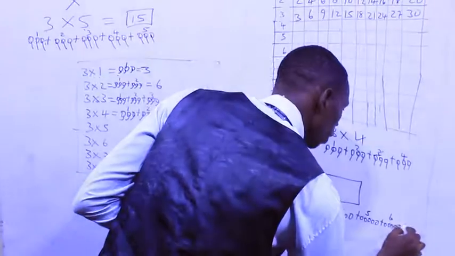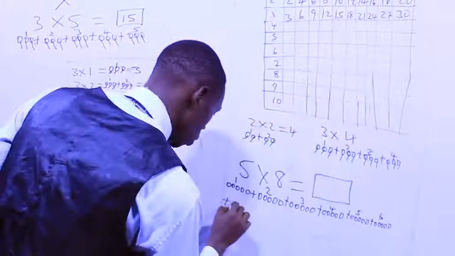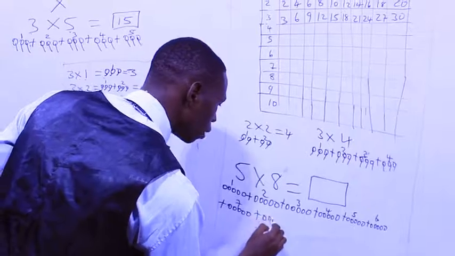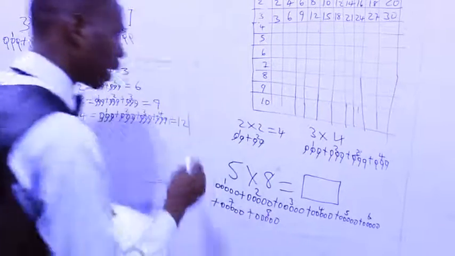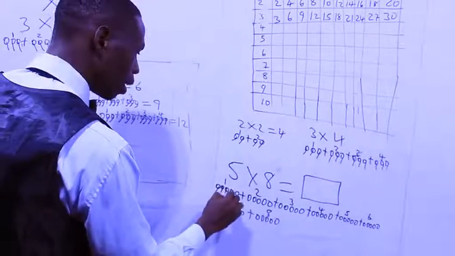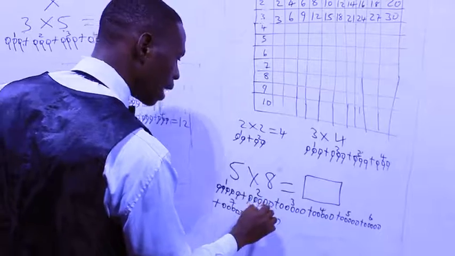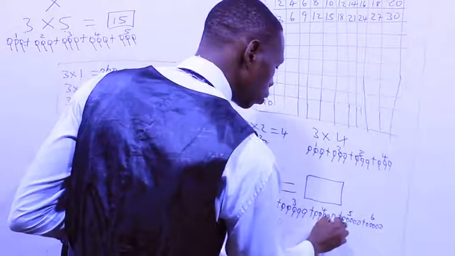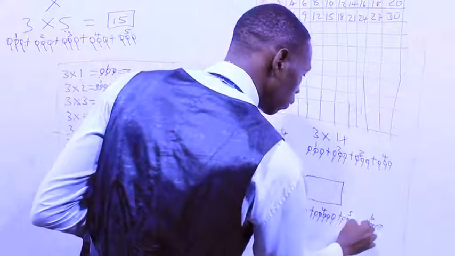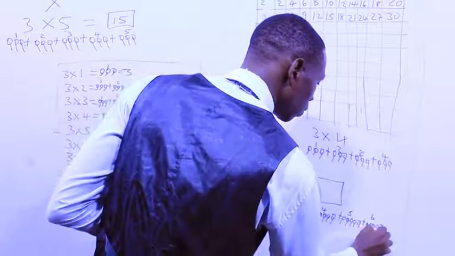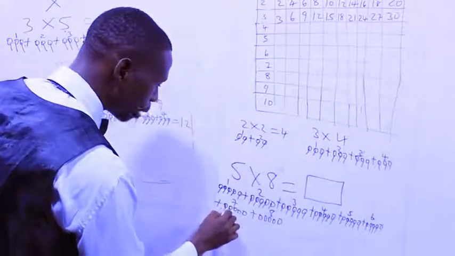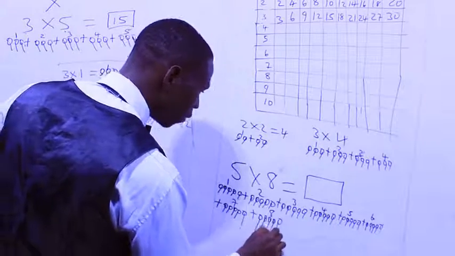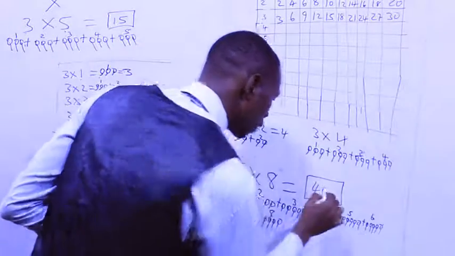Plus 1, 2, 3, 4, 5. 6. Plus 1, 2, 3, 4, 5. 7. Plus 1, 2, 3, 4, 5. 8. We count together: 1, 2, 3, 4, 5, 6, 7, 8, 9, 10, 11, 12, 13, 14, 15, 16, 17, 18, 19, 20, 21, 22, 23, 24, 25, 26, 27, 28, 29, 30, 31, 32, 33, 34, 35, 36, 37, 38, 39, 40. That means the answer is 40.